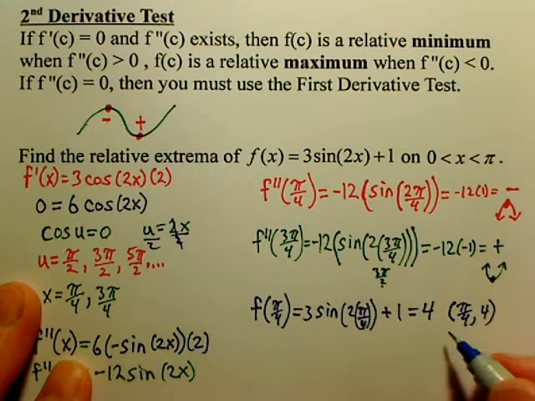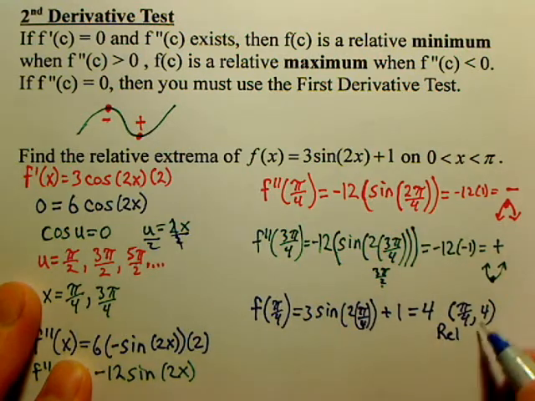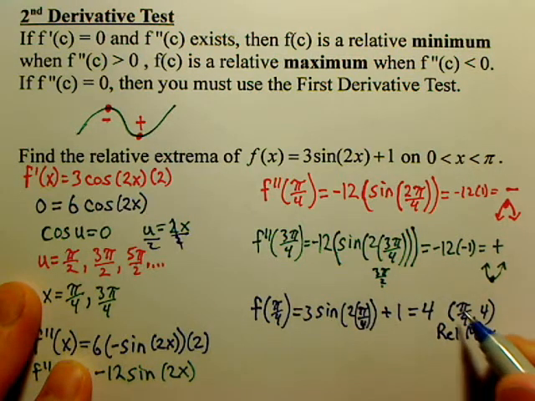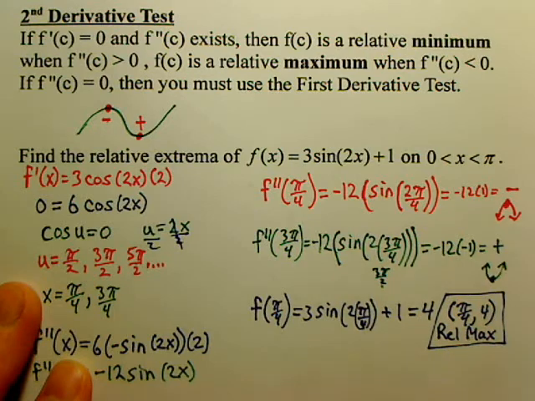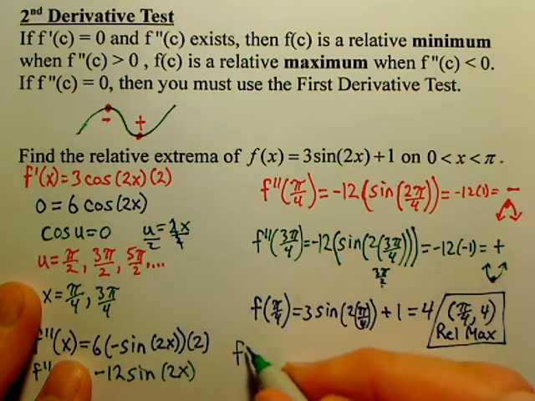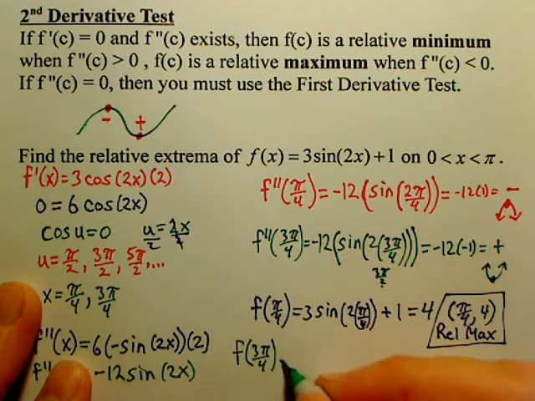And that is a relative, what do we say? Max. There is my relative max. Okay, now let's find f of 3 pi over 4.